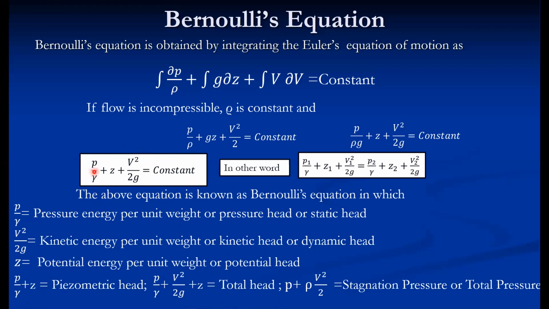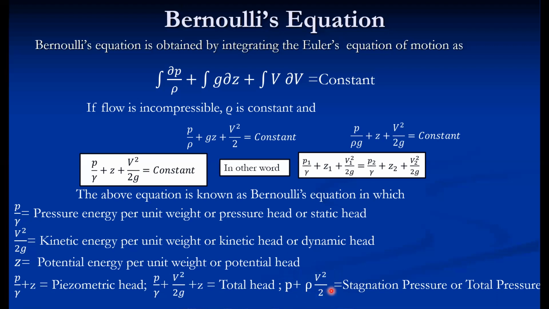And addition of only P by gamma plus V square by twice G is called the stagnation head. Or we can say, if you consider these two and multiply both sides by gamma, this is P, this is gamma Z, then gamma means rho G, so G gets cancelled, that is rho V square by 2. So this is called the stagnation pressure, or the total pressure.